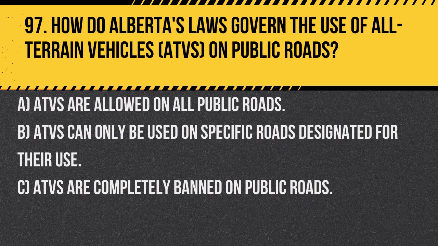A. ATVs are allowed on all public roads. B. ATVs can only be used on specific roads designated for their use. C. ATVs are completely banned on public roads. Answer: B. ATVs can only be used on specific roads designated for their use. This regulation ensures the safety of all road users by limiting where ATVs can operate.